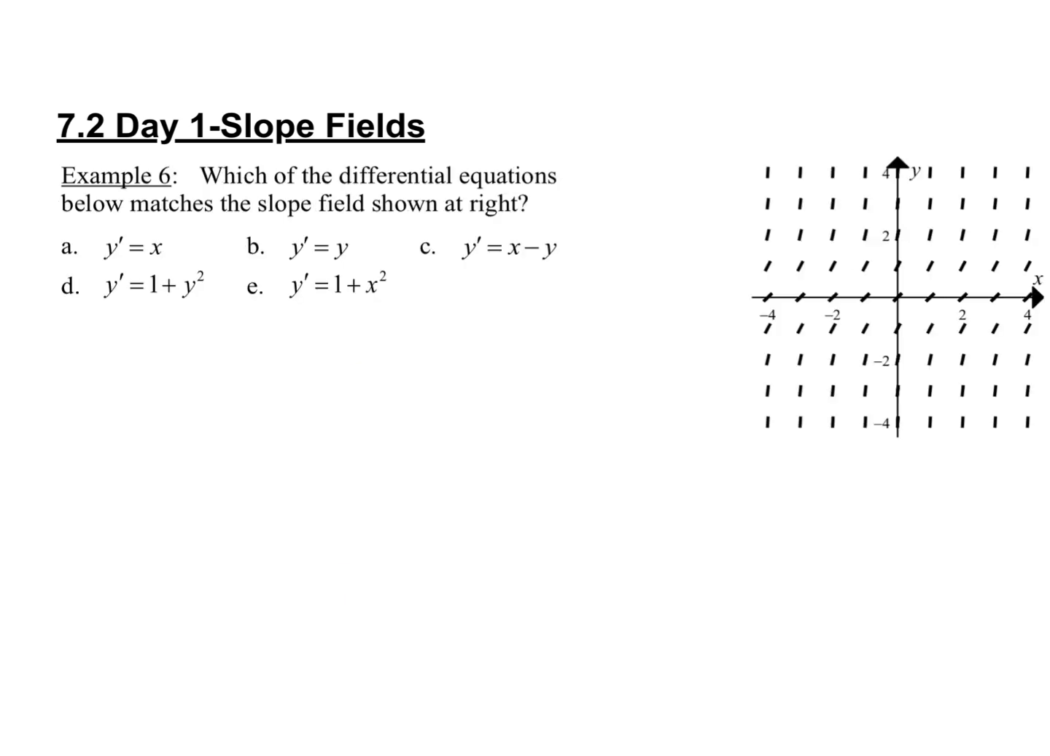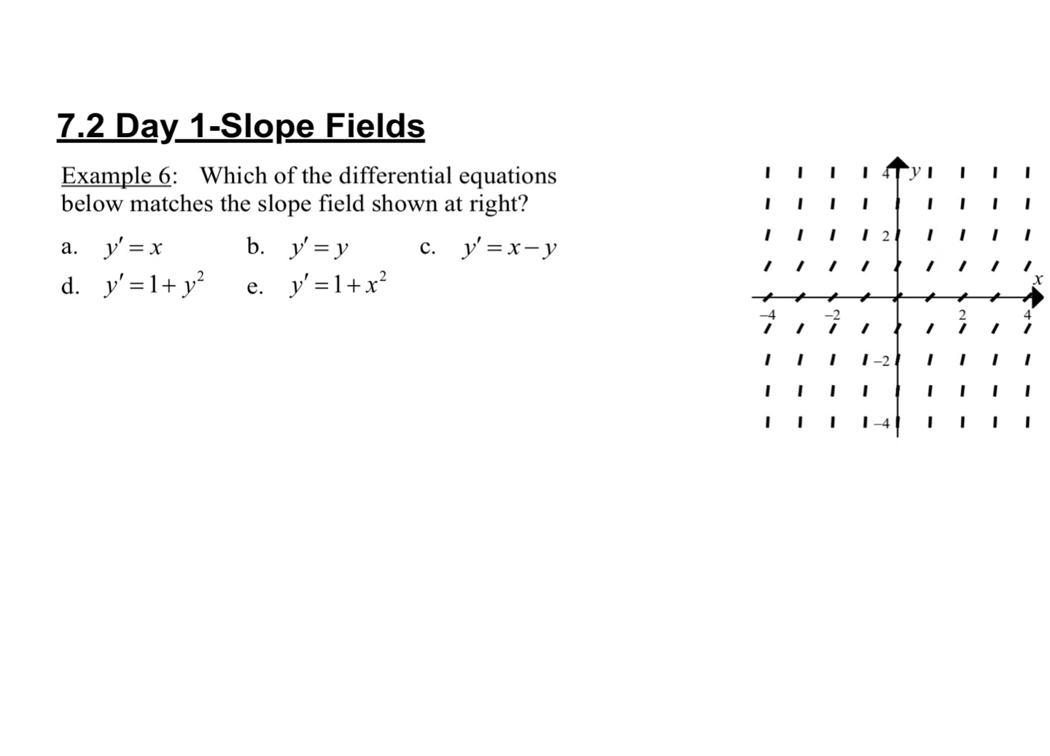First thing, here's example 6. It's a multiple choice. This is a typical kind of thing you might see on the multiple choice section of the exam. All right. It says, which of the differential equations below matches the slope field at the right? Now, remember something as we look at this. This represents the solution to the differential equation. And what's important is it is asking me for the equation. It is not asking me for a graph of the solution. It's asking which equation would produce this as a solution.